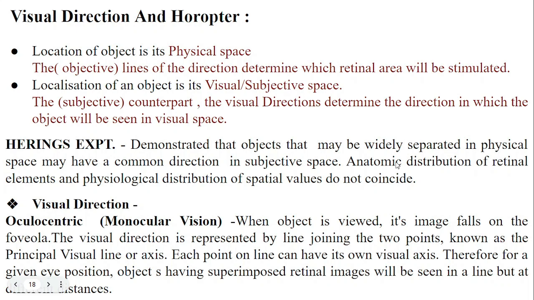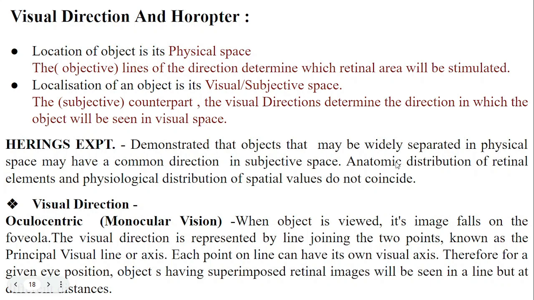Experiments demonstrate that objects that are widely separated in physical space may have a common direction in subjective space, which suggests that subjective space is not a simple projection of physical space. Instead, it is shaped by the anatomical distribution of retinal elements and the physiological distribution of specialized cells.